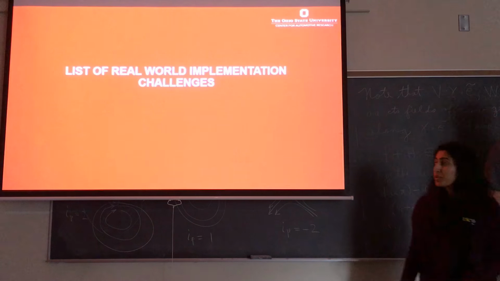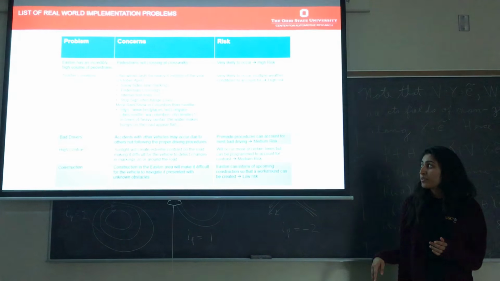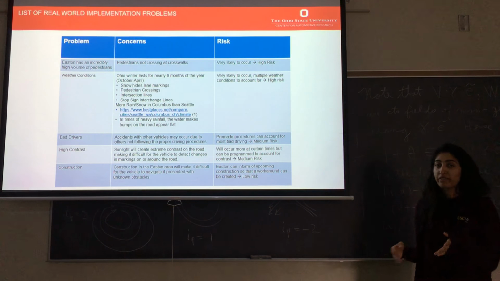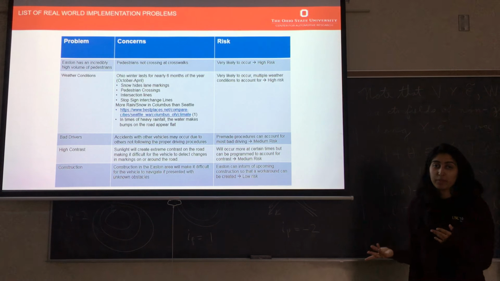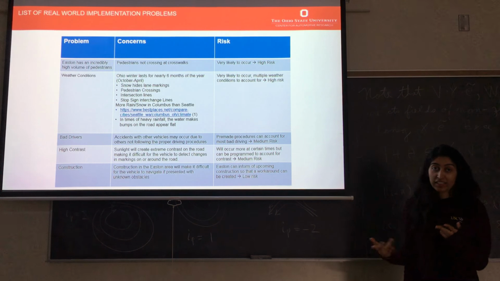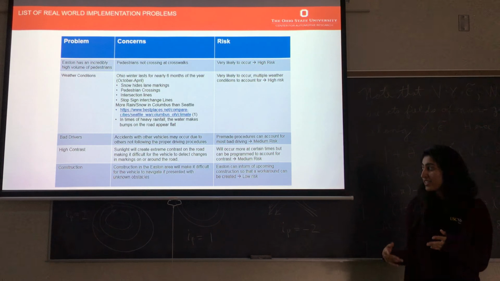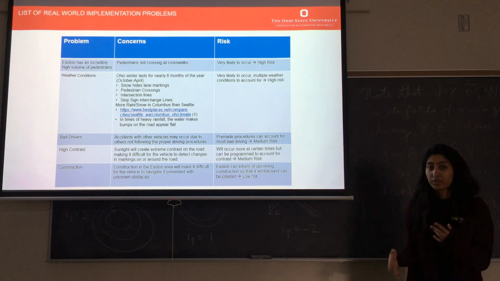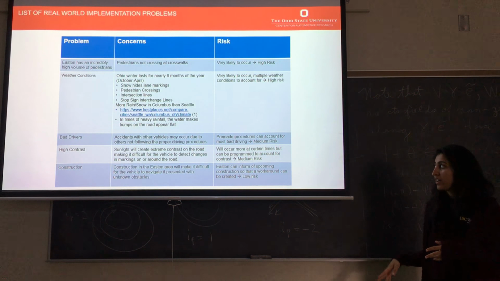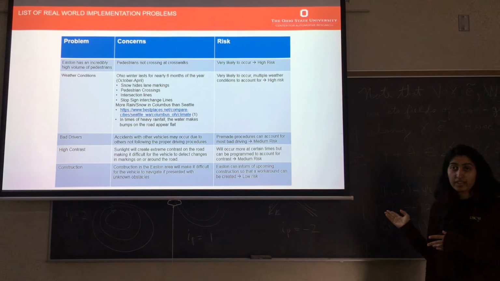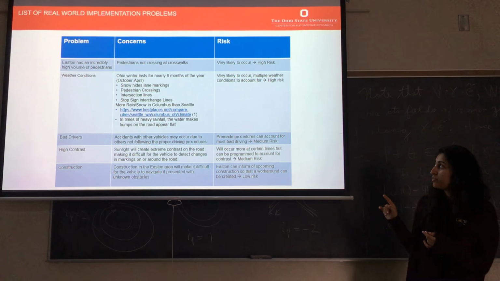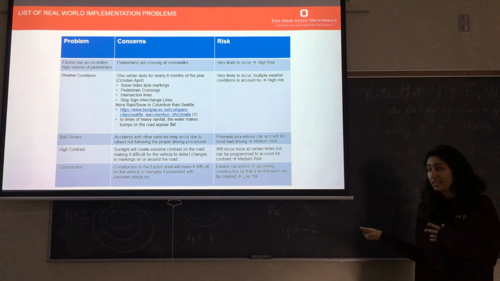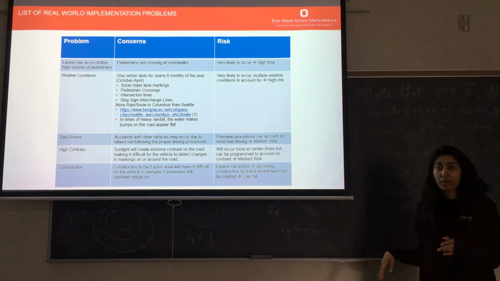So this is a list of real world challenges that we could run into. There are things like high pedestrian traffic, jaywalking, weather conditions, blocking signs and such, bad drivers, high contrast between roads from the sun, and construction, and how risky they are. So high risk, medium risk, and then low risk. So high to low risk.